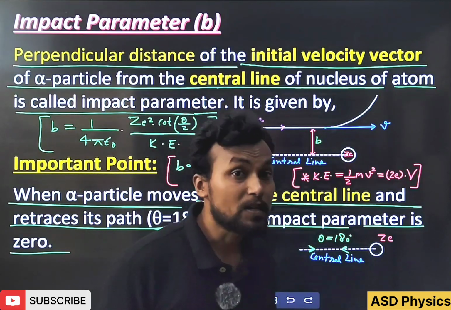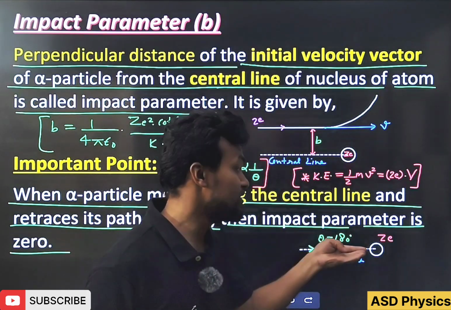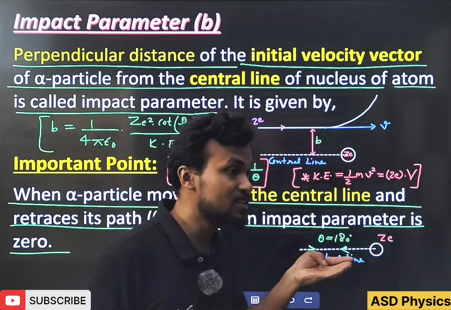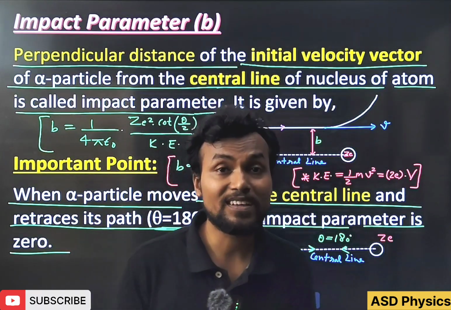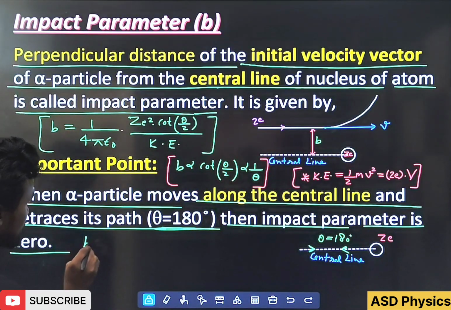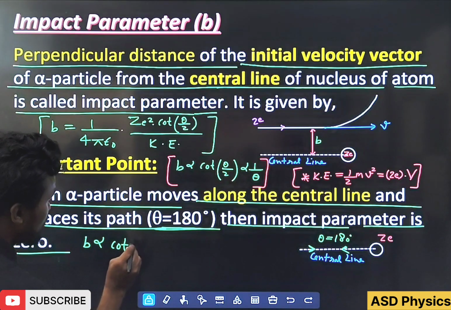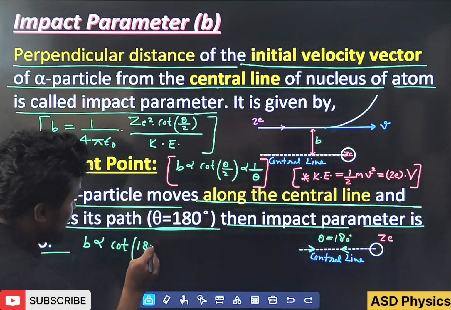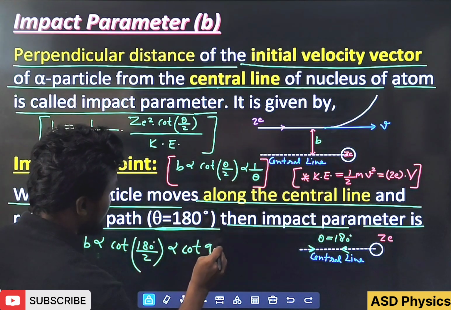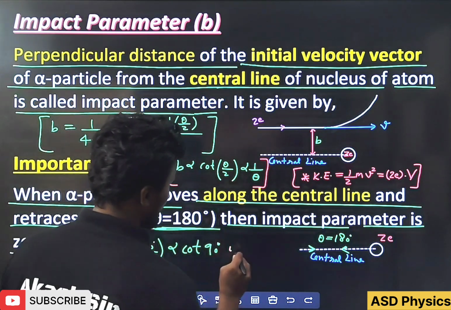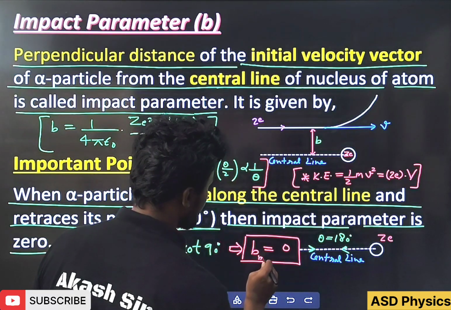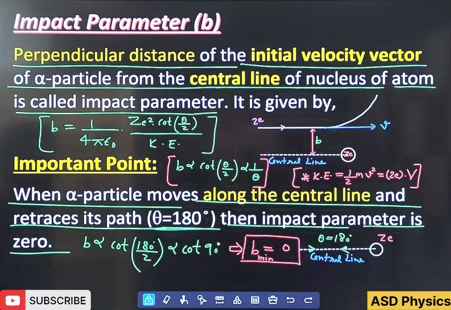You know very well, the perpendicular distance of the velocity vector from the central line will be 0, because the alpha particle is moving along the central line. Distance of the central line from the central line is 0. We can prove this mathematically also. Here, b is directly proportional to cot theta by 2. So 180 degrees by 2 means b is proportional to cot 90 degrees, and the value of cot 90 is 0. So remember that in this situation the impact parameter will be 0, and this is the minimum value. Very important.